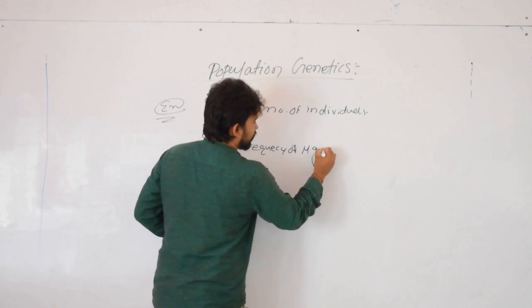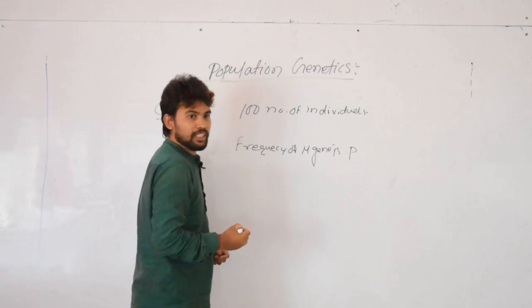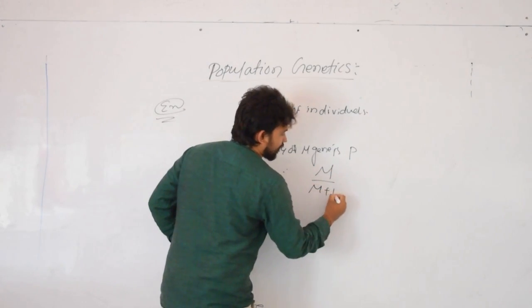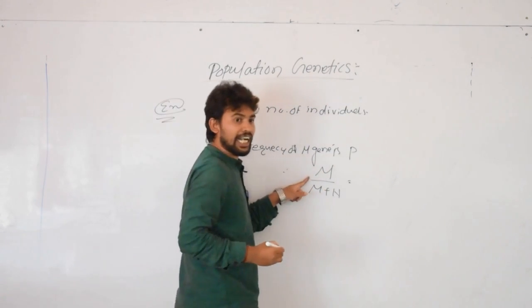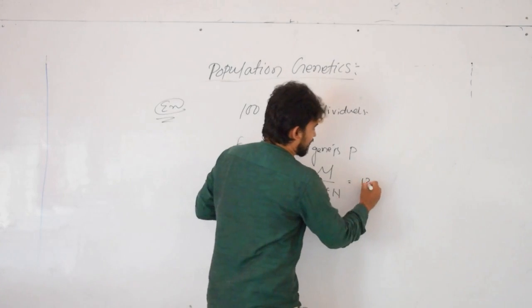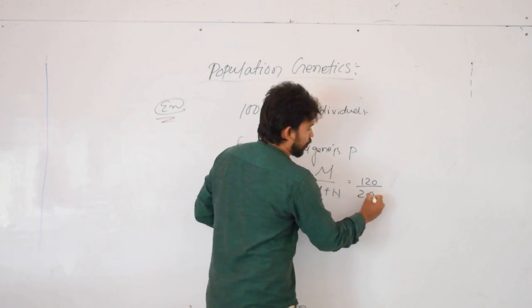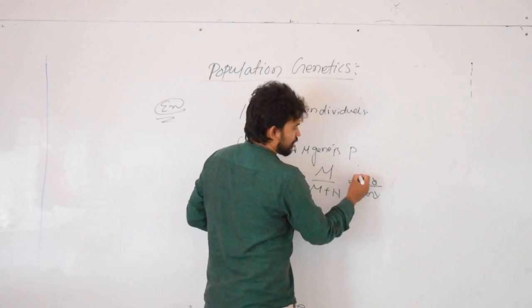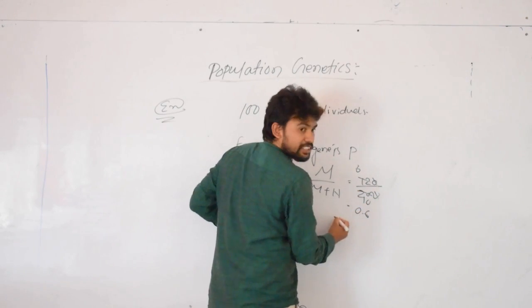The frequency of the M gene is p. So the calculation is M by M plus N. M, how much? Already we know, 120 genes of M. M plus N is already 200, the total number. So we got 120 by 200, which comes to 0.6.